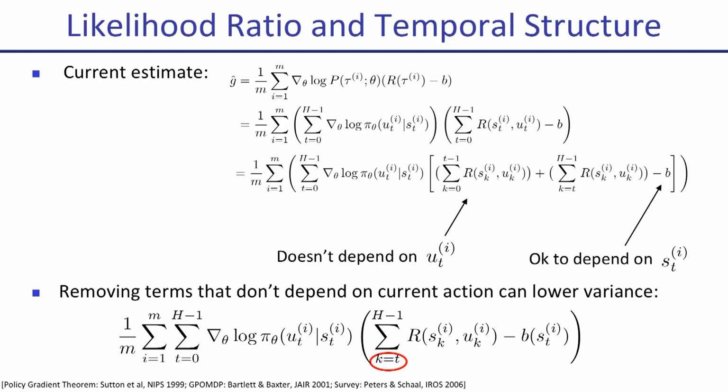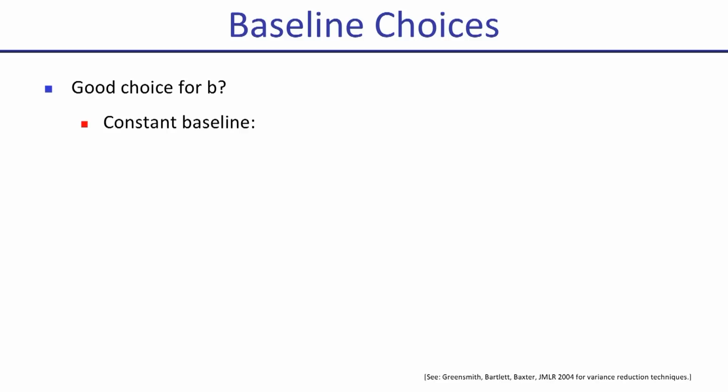Now let's think about good choices for B. What does it mean to take the average? A constant baseline would be something where you just look at all rollouts and you just average, and that's what you subtract out.